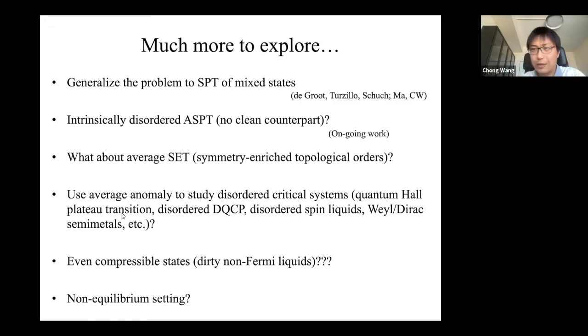You can ask crazier questions. What about compressible states? Can we think about dirty non-Fermi liquids from this angle? What about non-equilibrium stuff, things like random circuits and so on? So with that, let me just end here. And yeah, thank you for your attention.